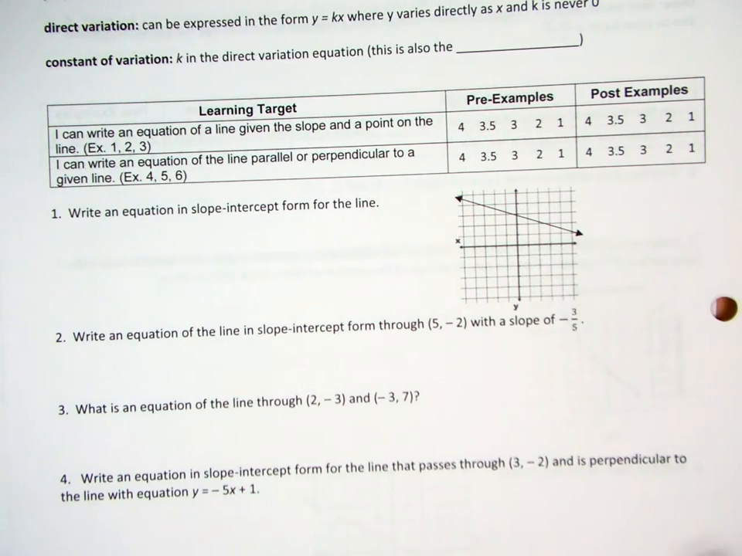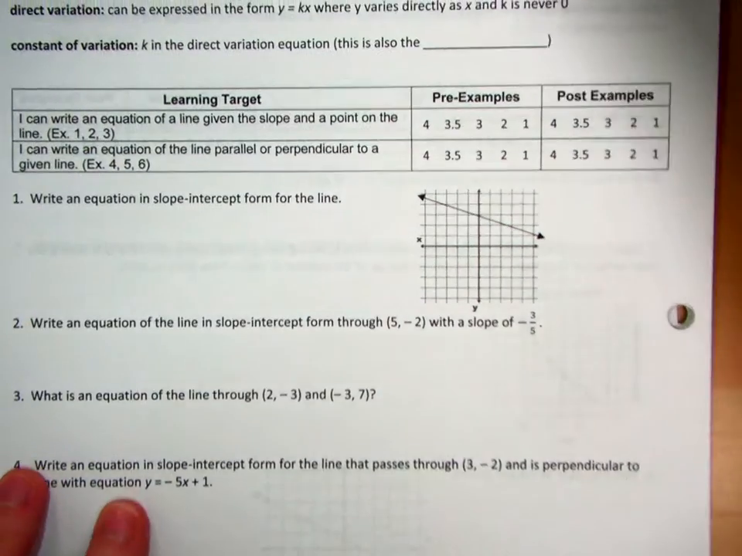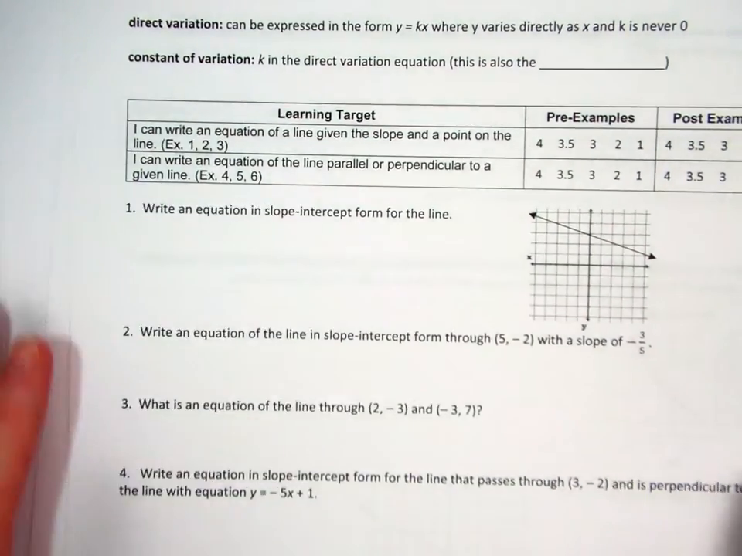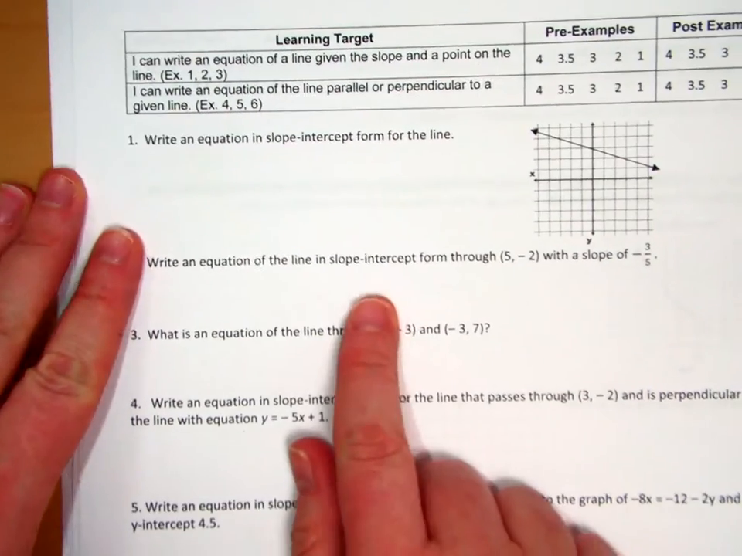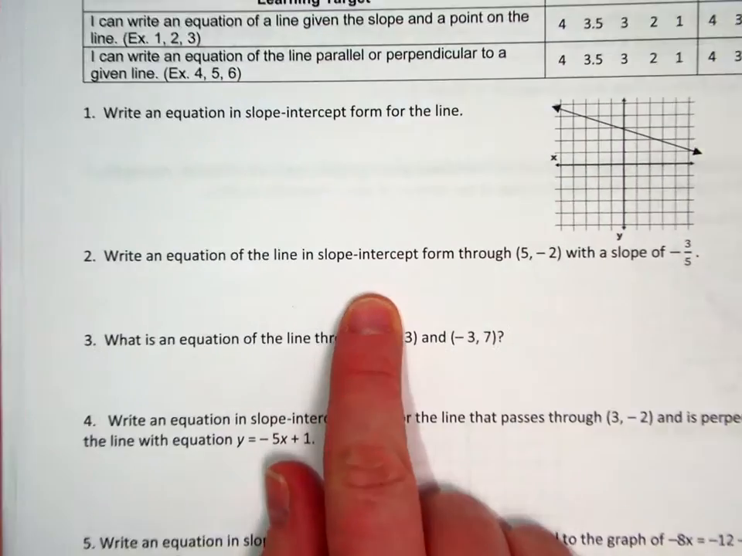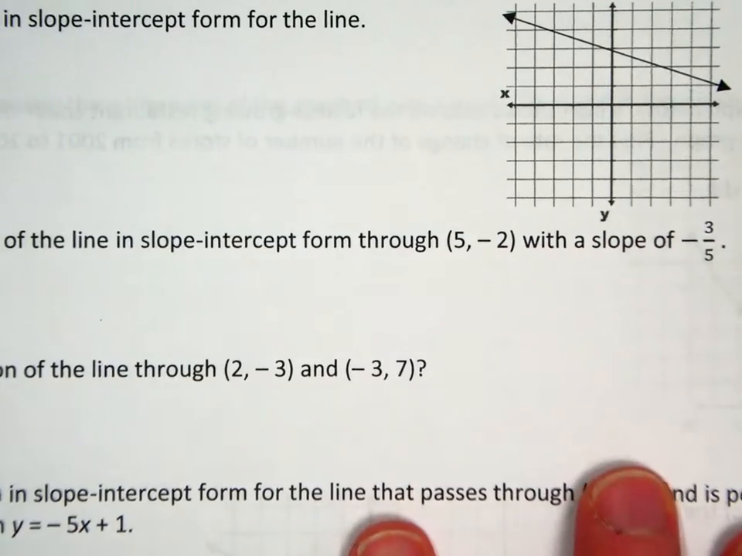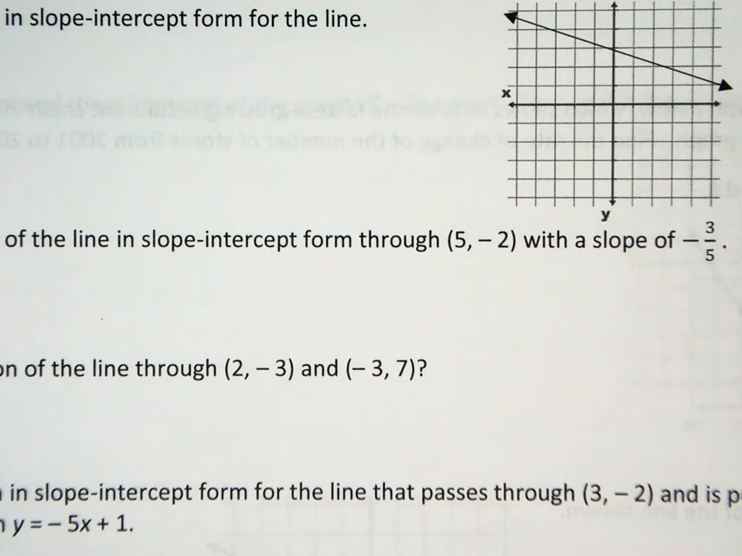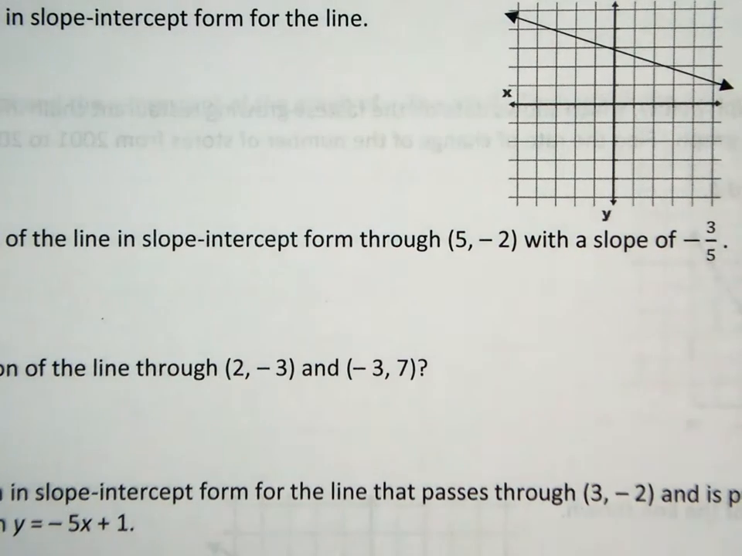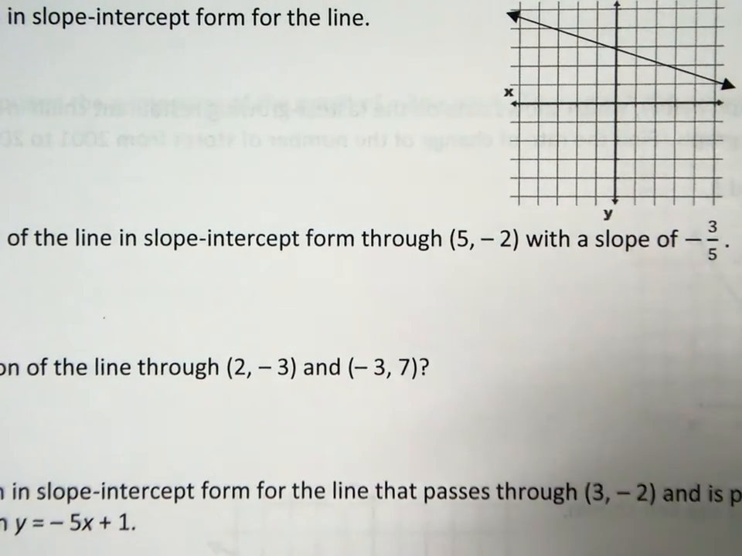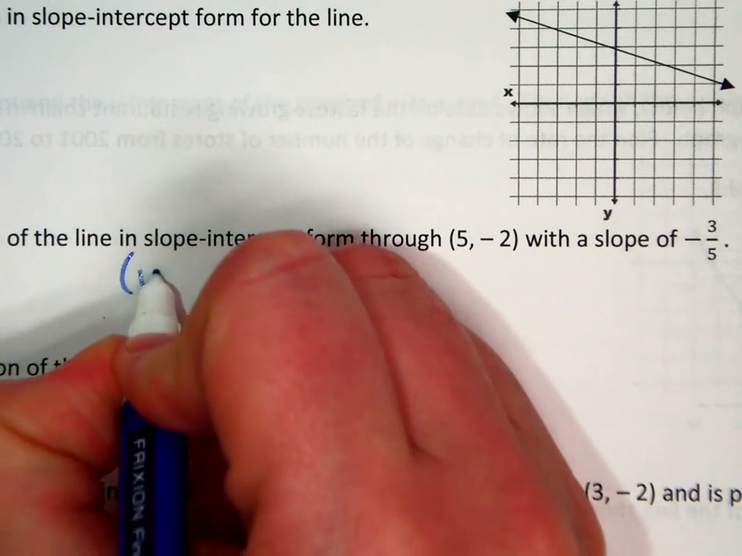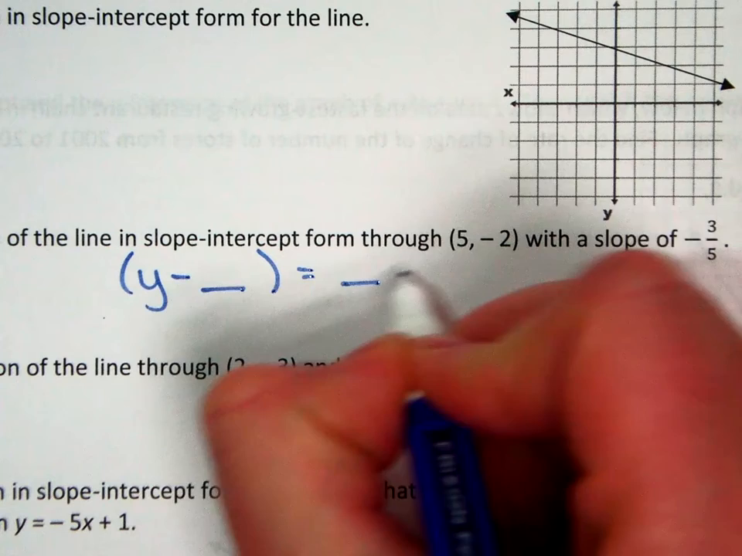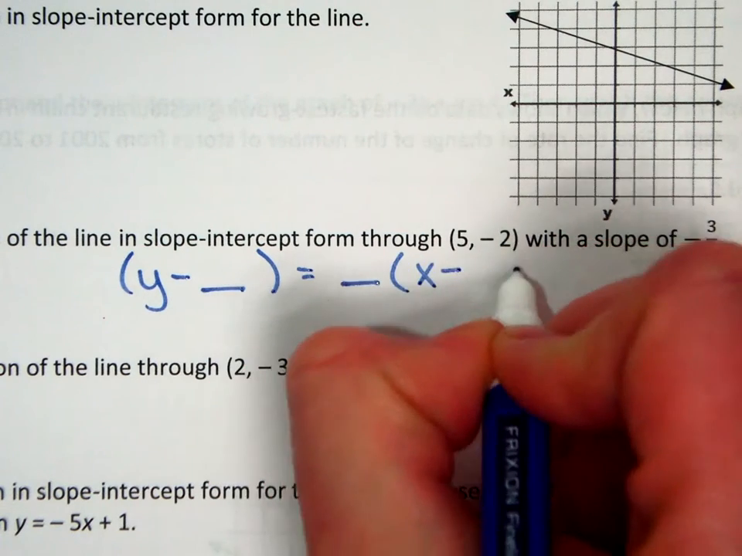Okay, so this video is to reiterate how to do point-slope form when solving equations. So when you have an equation, in number 2, I'm going to go through the point of 5, negative 2 with a slope of negative 3/5. When you have point-slope form, your equation is always going to be y minus something equals your slope times x minus something.